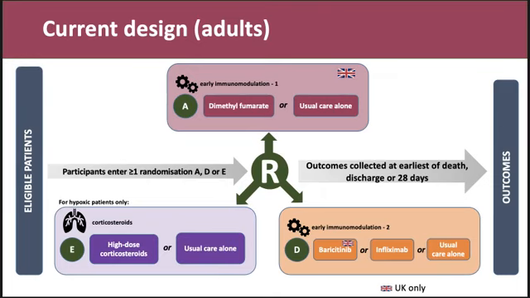Part A randomization comprises the early phase assessment, comparing dimethyl fumarate to usual care alone. This is available at a subset of sites in the UK only. Part D in the bottom right compares baricitinib to usual care alone in the UK and infliximab to usual care outside of the UK. Part E compares high-dose corticosteroids to usual care alone in hypoxic patients and is presently only available to sites outside of the UK. After randomization, all patients are then followed to collect outcomes until the earliest of death, discharge, or 28 days later.